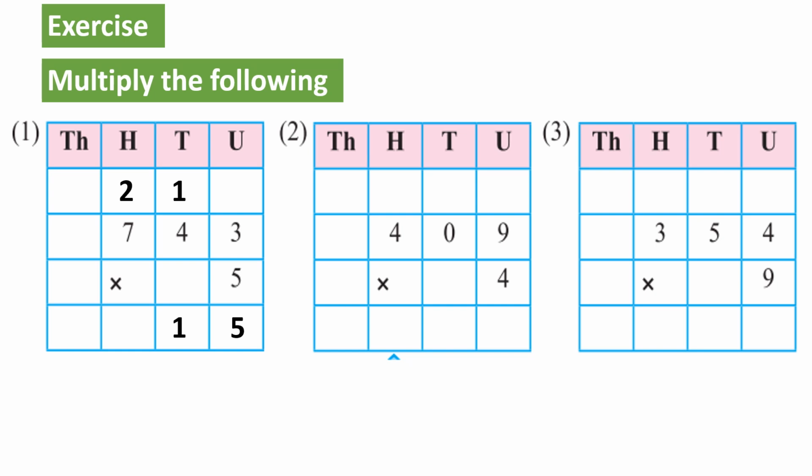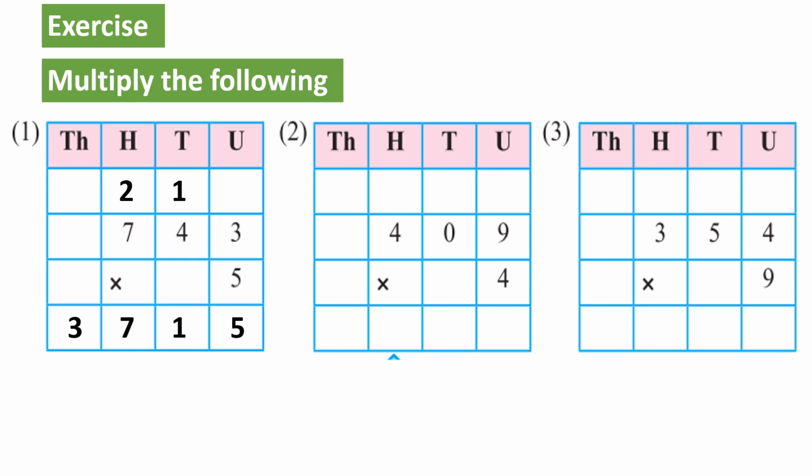Then 5 7s are 35. 35 plus 2 is 37. So our answer is 3750. समझ में आ रहा है? Do you understand?